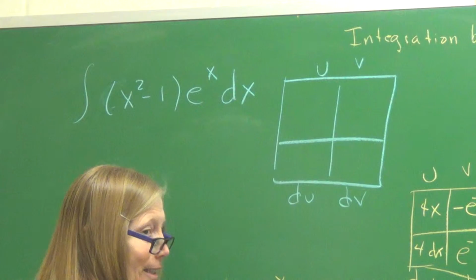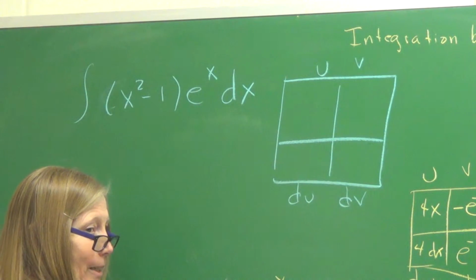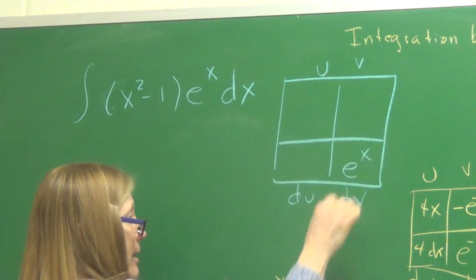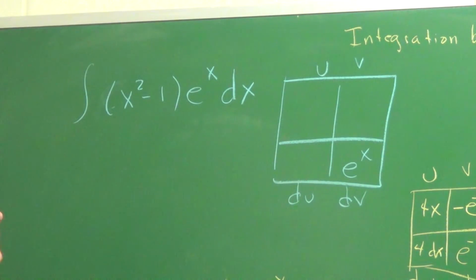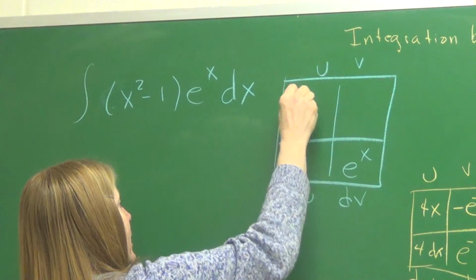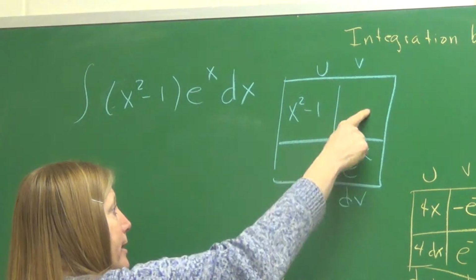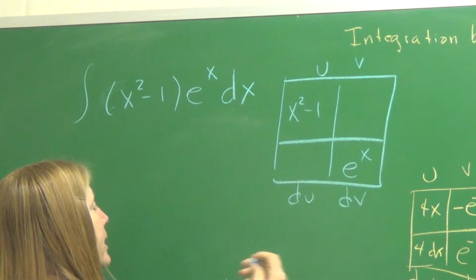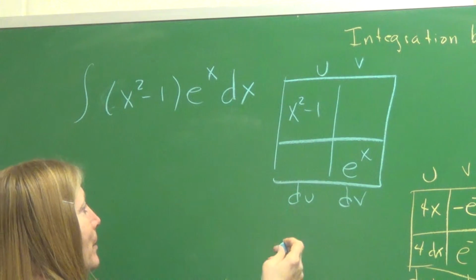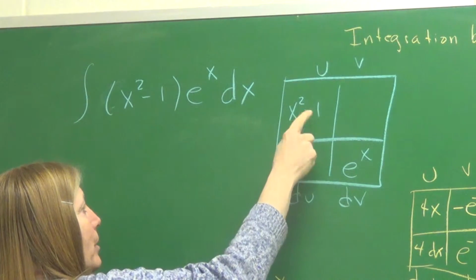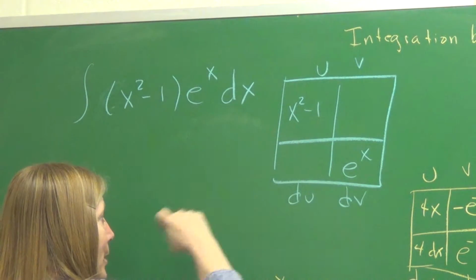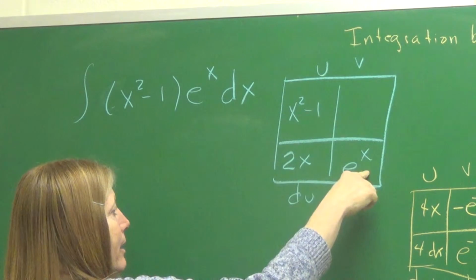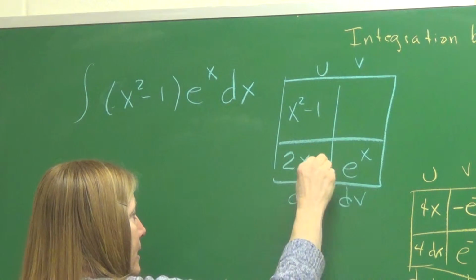What was your suggestion? I said put e to the x as dv. All right. It's really hard to foresee, and we'll just go this way and see where it leads us. We'll know if this times this is something that is integratable or getting closer to something that's integratable. So, Aaron, what is the derivative of x squared minus 1? 2x. All right, and what's the integral of e to the x? E to the x.